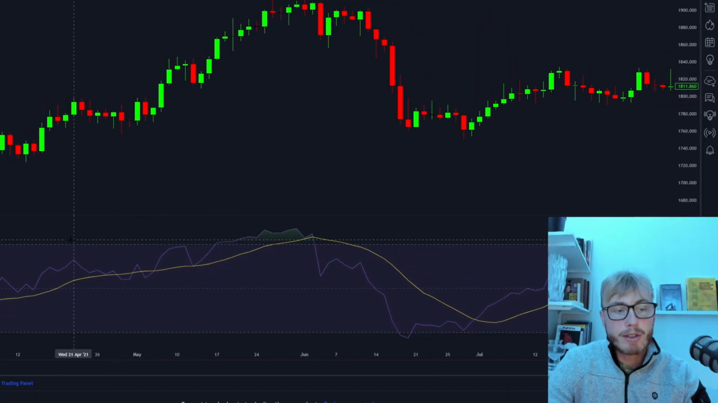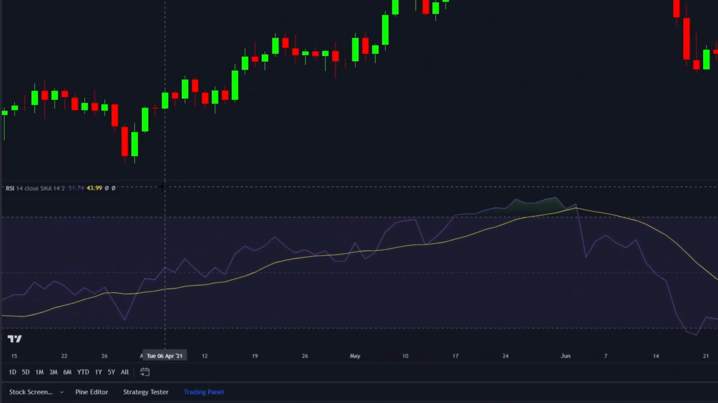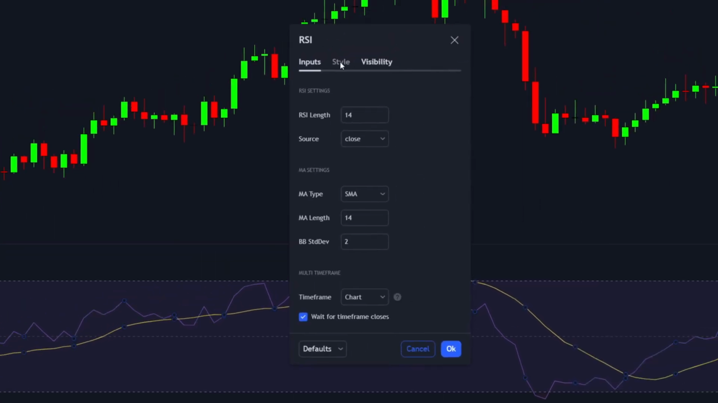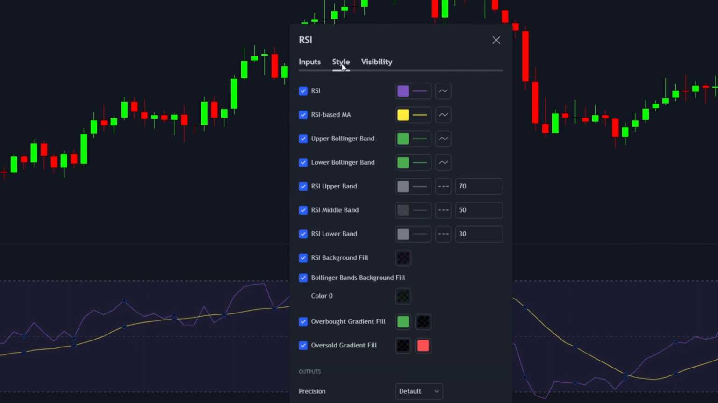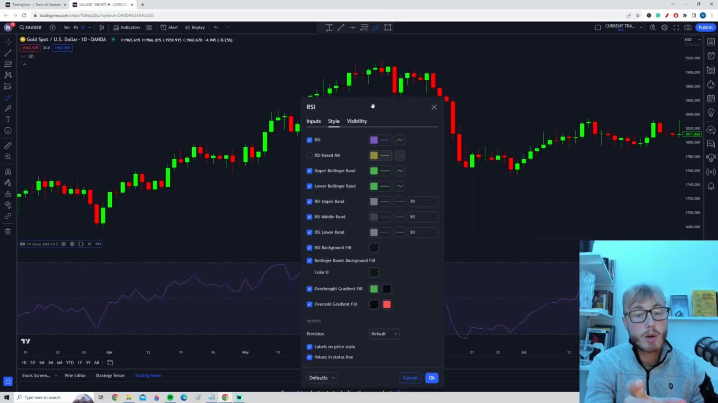Now when you have your RSI on the chart, you want to go down here to the bottom left corner and press this settings tab right here. And then you want to go here to the style tab, and go down where it says RSI based moving average. And this option you actually want to uncheck. This one is basically a moving average of the RSI. And the reason we're unchecking this option is because we don't need it for the trading strategy. And the moving average just makes the indicator harder to read, at least in my opinion.